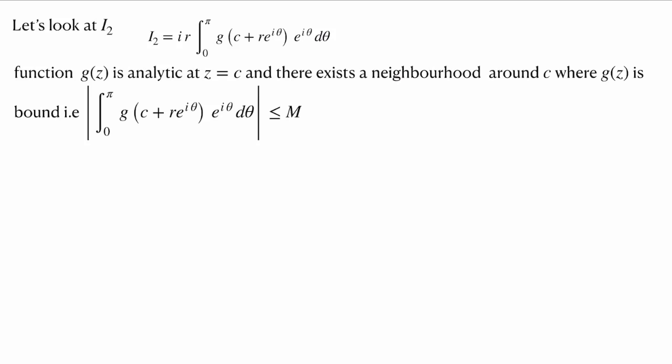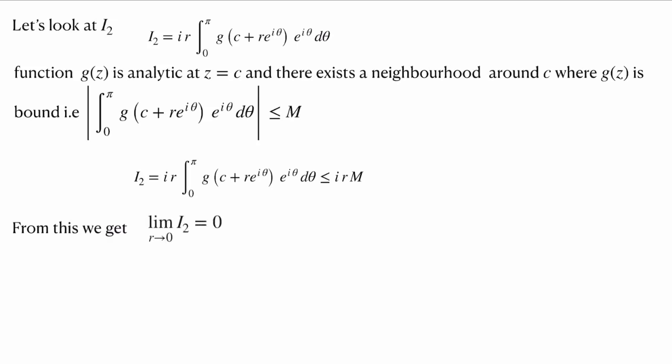In this case, z is equal to c, which is on the real axis. So we have a bound for the integral from 0 to pi g of c plus r e power i theta d theta, which should always be less than or equal to a number m. Now I2 comes as i r into m, or I2 has to be less than or equal to r into m. Now if we take the limit r going to 0, we get I2 to be 0. It is rather straightforward once we use this result.